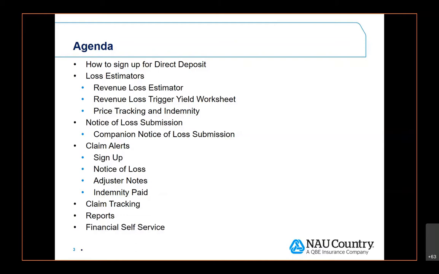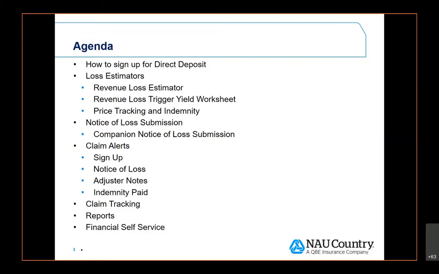We'll talk about notice of loss submission in addition to companion notice of loss submission. We're going to talk about the claim notifications and alerts that we have in our system. We're going to show you how to sign up for them and then really what they look like and how they notify you. And then we'll also talk about claim tracking, our different reports that are available, and all of the different ways you can financially self-service your insureds.